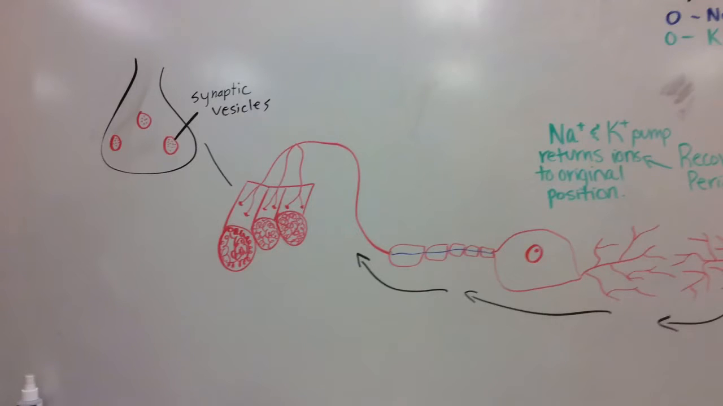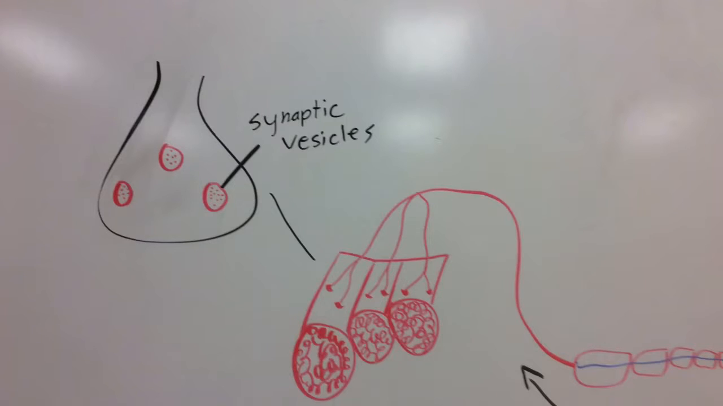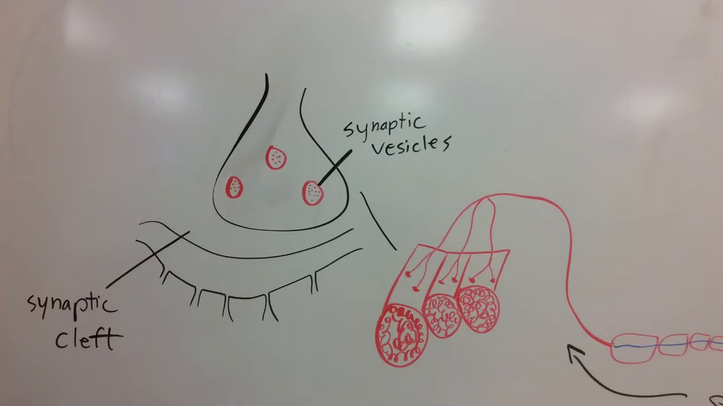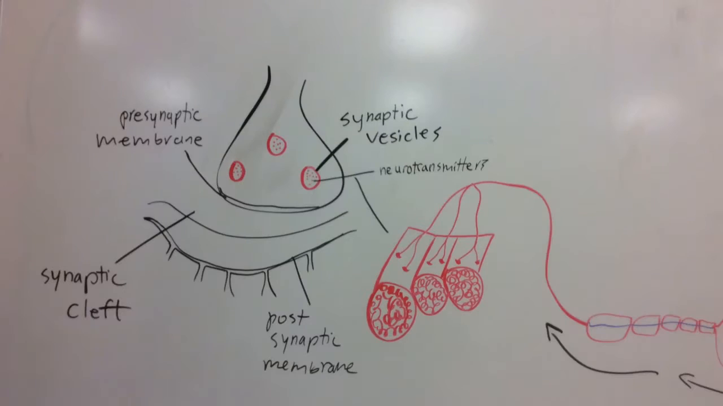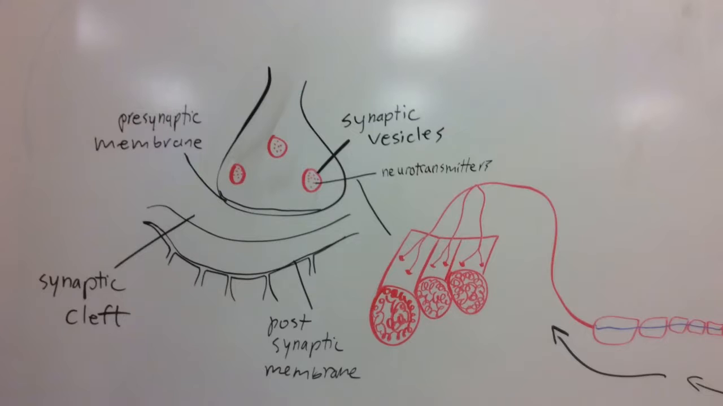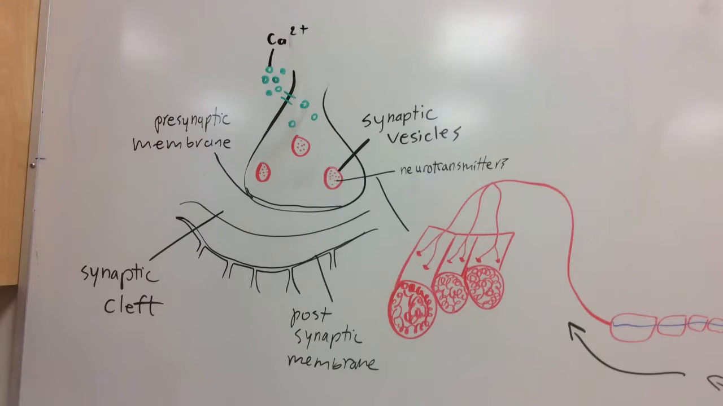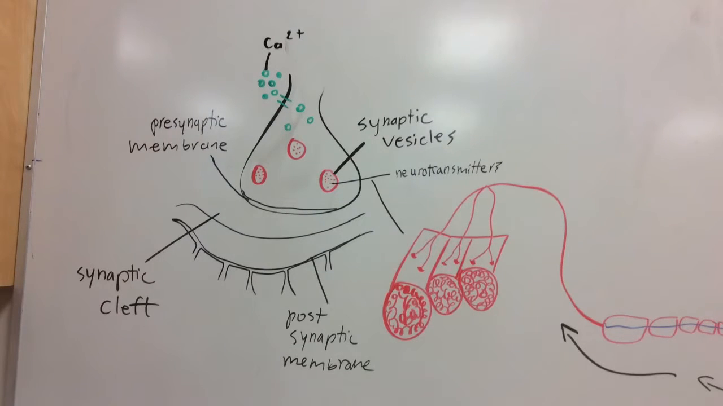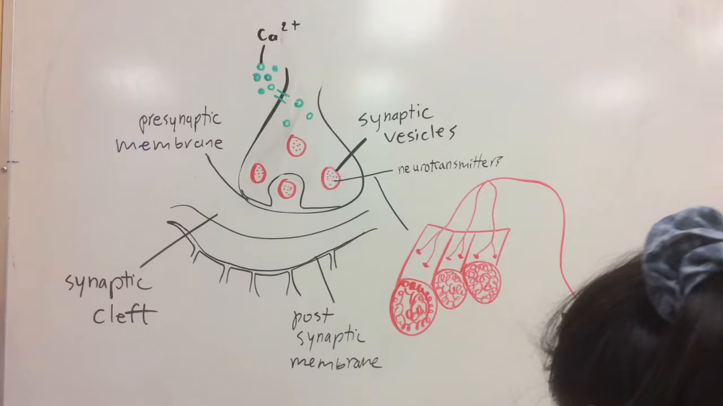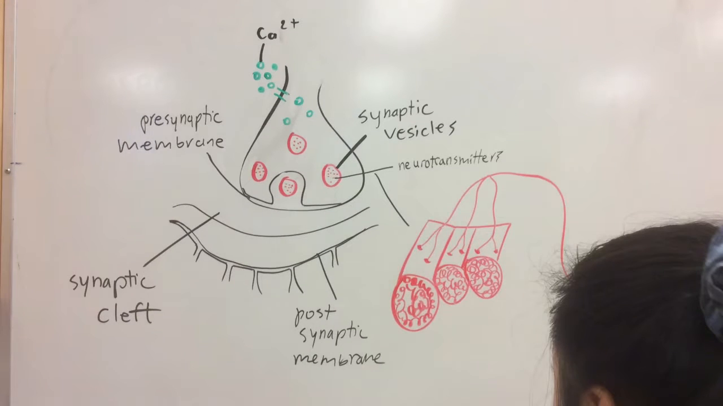Action potential reaches axon bulb. Presynaptic membrane becomes depolarized. Calcium gates in the membrane open. Calcium ions flow into the axon bulb. Proteins pull the synaptic vesicles to fuse with the presynaptic membrane. Neurotransmitters are released into the synaptic cleft by exocytosis.